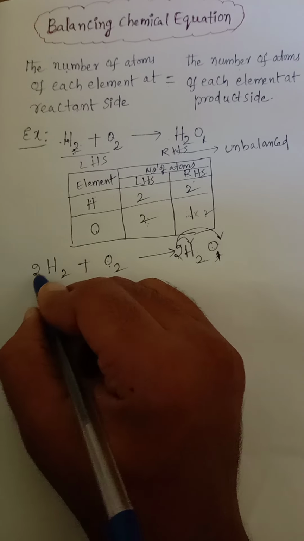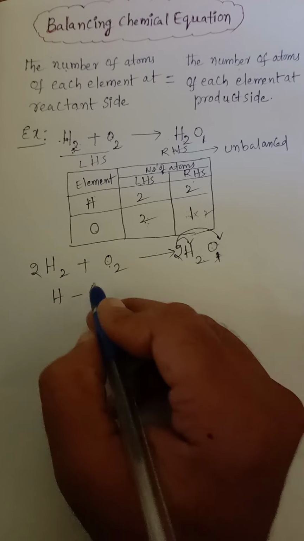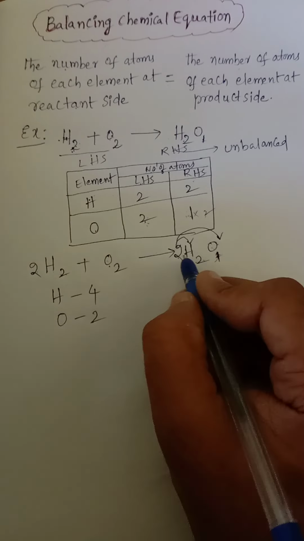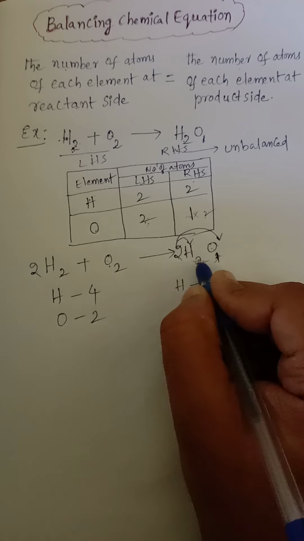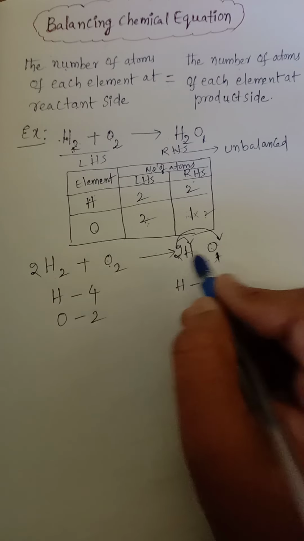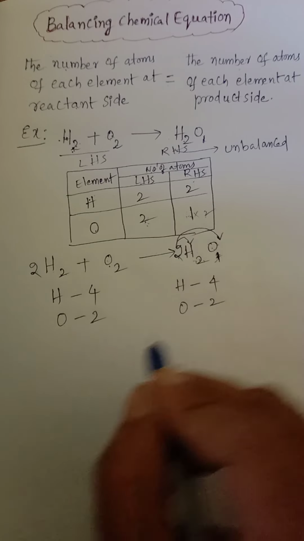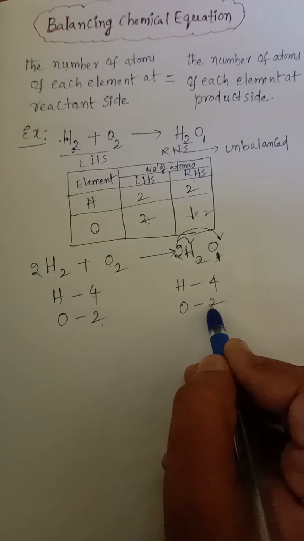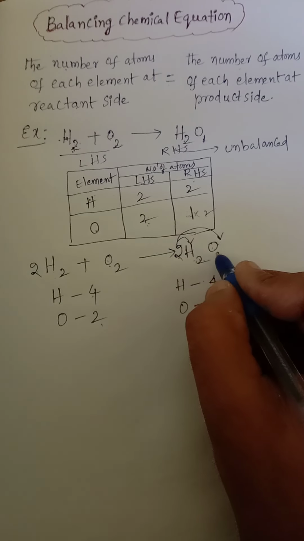2 2 4. So 2 2 4 hydrogen. How many hydrogen atoms are there? 4 hydrogen at LHS side. Any oxygens? 2 oxygens are there. Here look, 2 2 4 hydrogen. So 4 oxygen, 1 into 2, 1 into 2, how much? 2 oxygen. So observe here, balance here: 4 4, 2 2. So this is the balanced chemical equation.